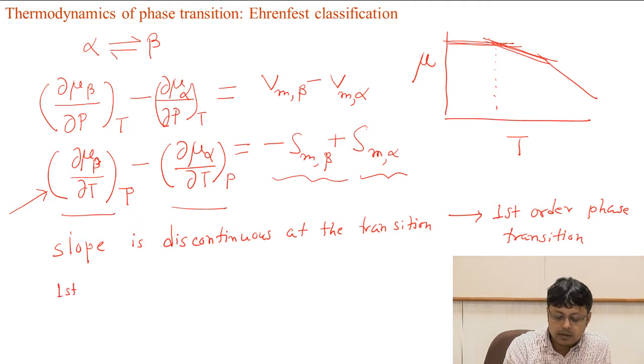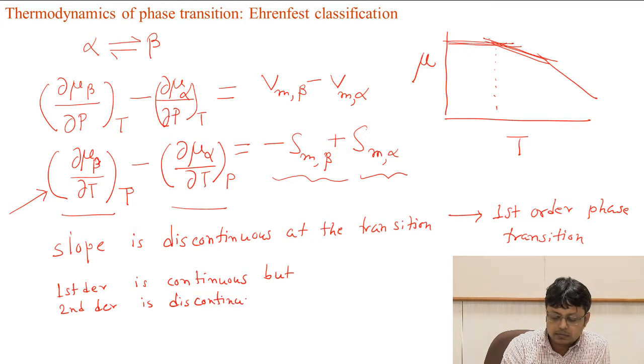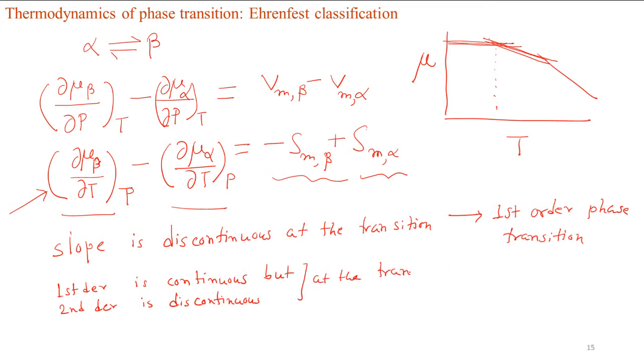And if the slope, or the first derivative, is continuous, but the second derivative is discontinuous at the transition, then we call it a second order phase transition. So Ehrenfest first classified phase transitions based on the slope of the mu versus T curve.